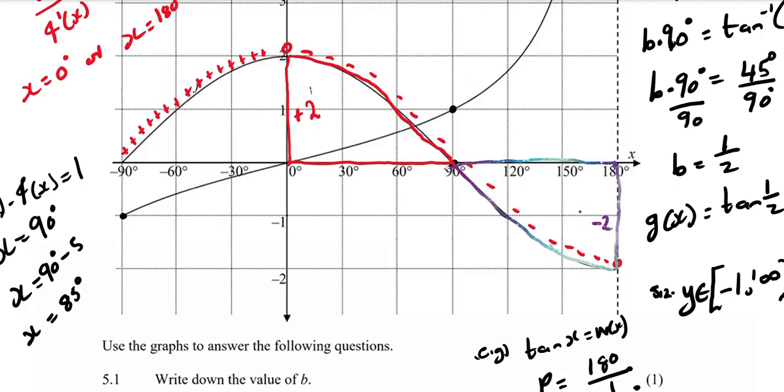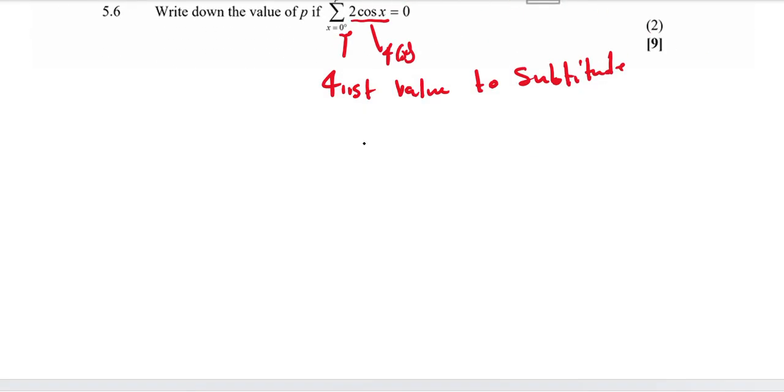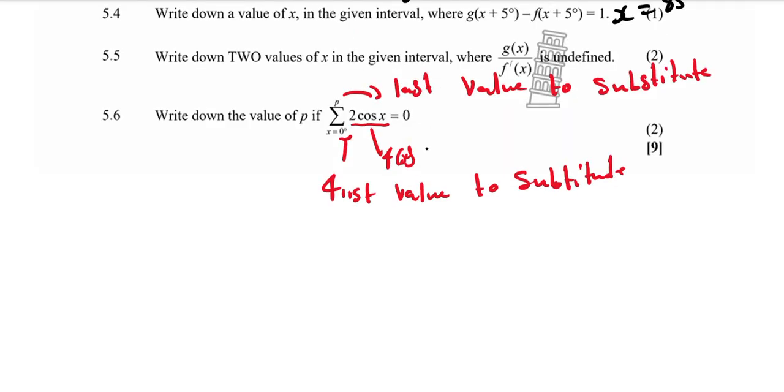So what is going to be our p? Since we said we started from 0, where are we ending? We are ending at 180. Do you get me? So it means that our p is 180. So now we are done. Gonna come here and answer. The answer of p is equal to 180 degrees.